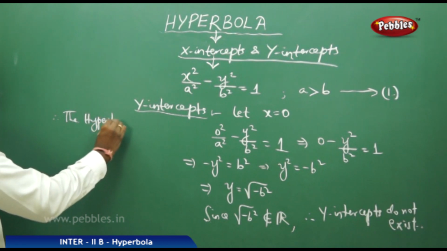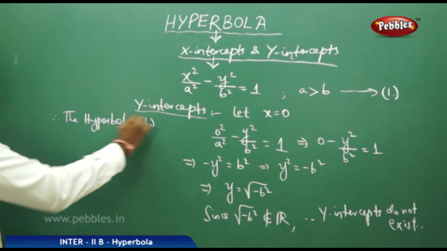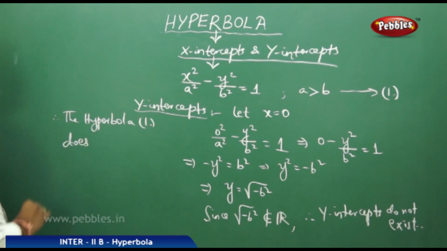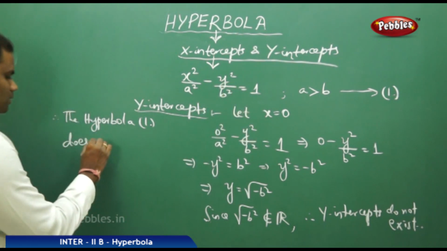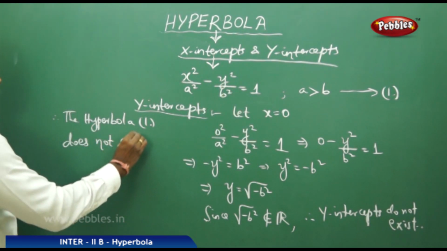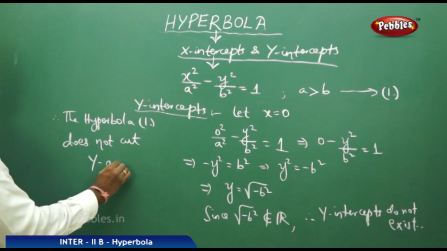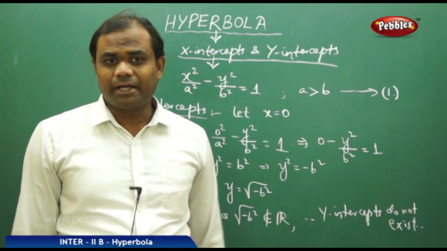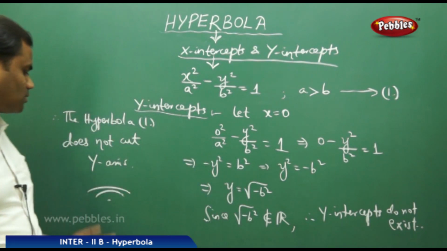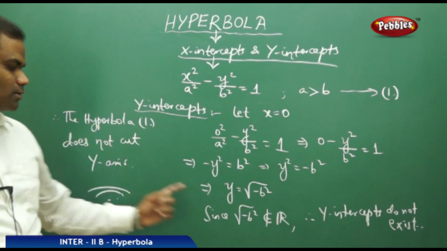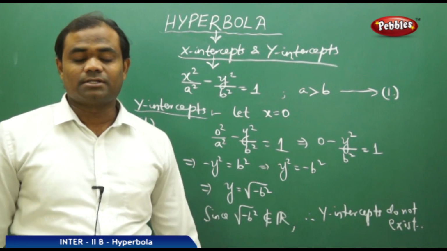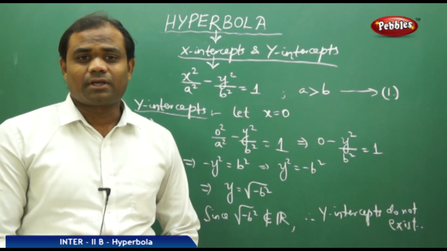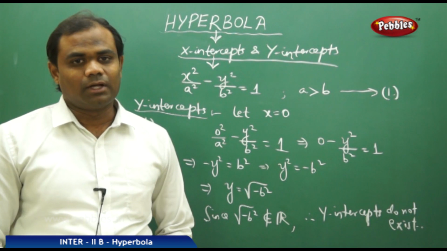the hyperbola given by equation 1 does not cut the y-axis. It cuts the x-axis at a and a dash, but the hyperbola does not cut the y-axis because of this reason. This is how we understand the x and y-intercepts for the hyperbola.